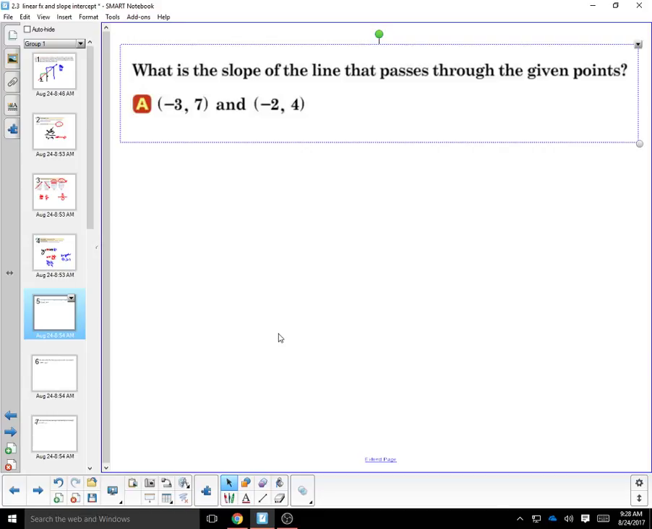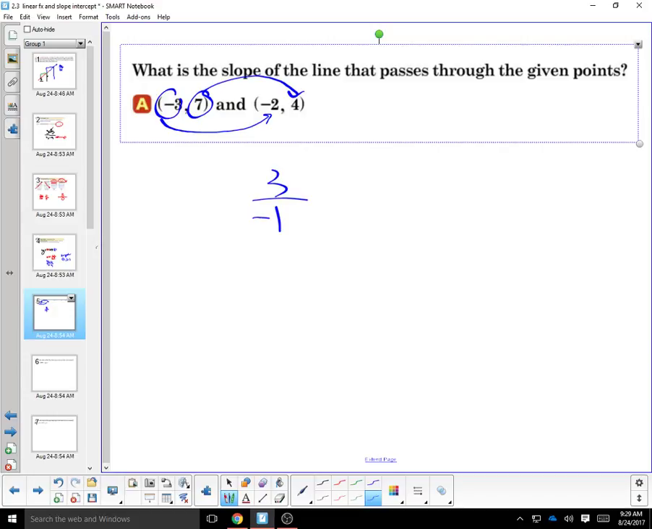I love the formula. Y sub 2 minus y sub 1 over x sub 2 minus x sub 1. It's fantastic, but it takes too long sometimes. I understand that the change in y or the change in x is all I need, correct? So I do this. This is a y. What is 7 minus 4? 3. There it is. That's my change in y.